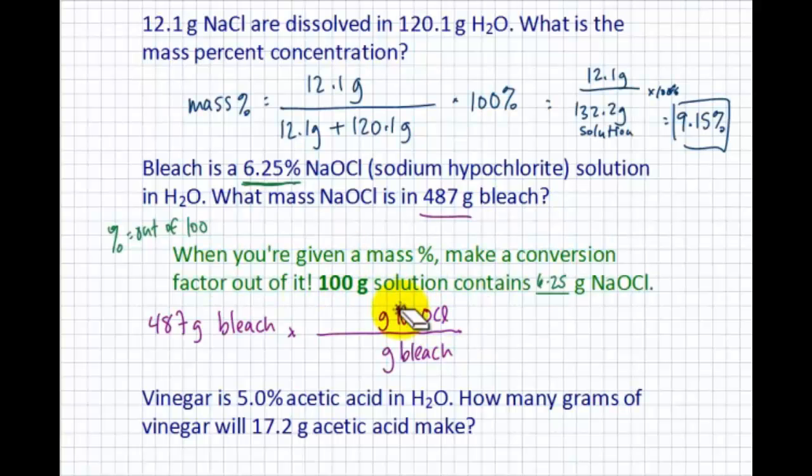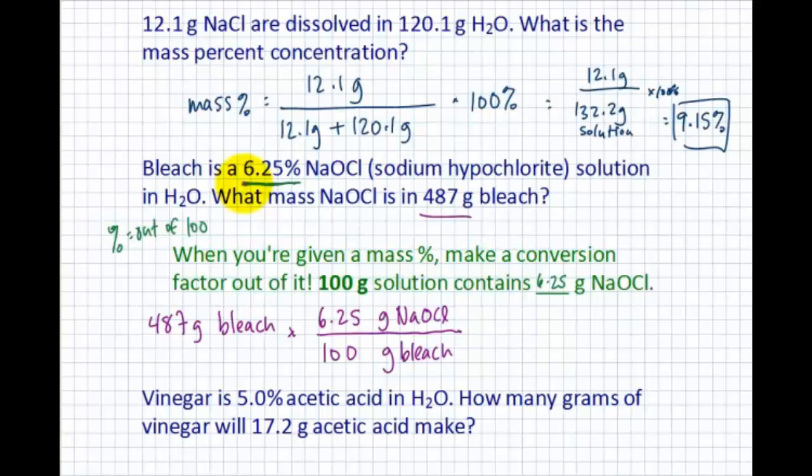Now let's take this information that we're given here. 100 grams of the entire solution contains 6.25 grams of NaOCl. So the bleach here is the solution, right? The solution is the total mixture.